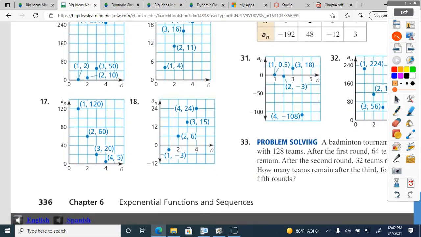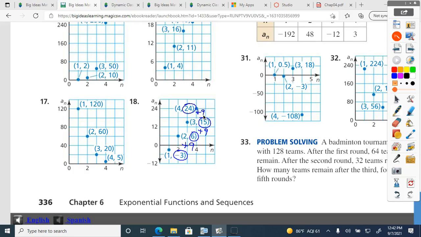18. What do you think? What's my first number? -3. Then what? 6. And then 24. So, plus 9. Can we say geometric? No. Arithmetic. It is definitely not geometric. They added 9, then they did what? They kept adding 9. Plus 9, plus 9, plus 9.